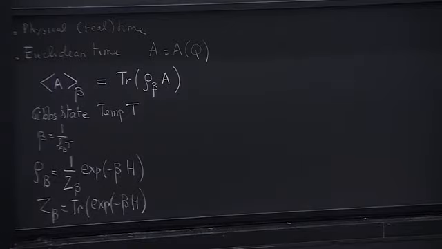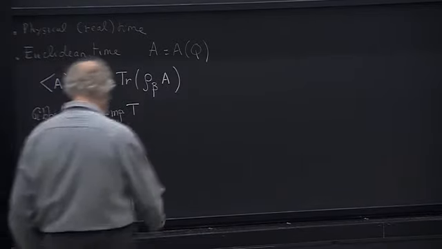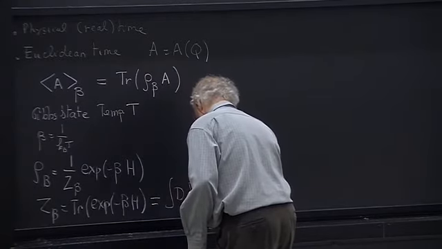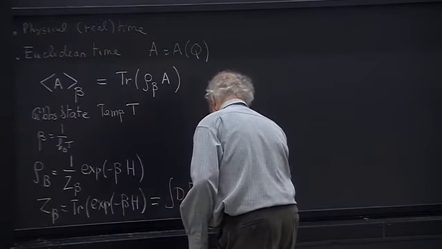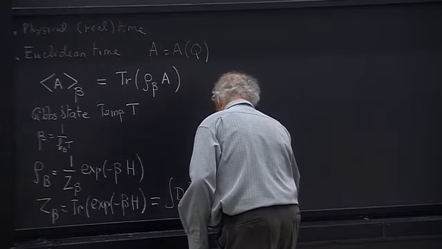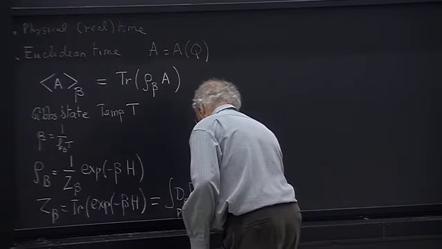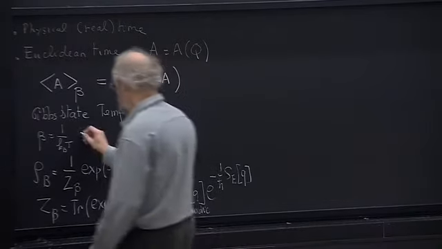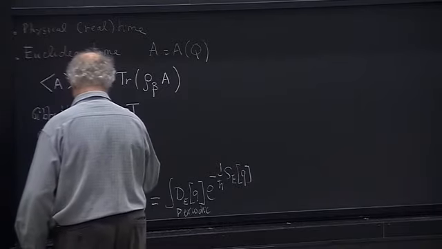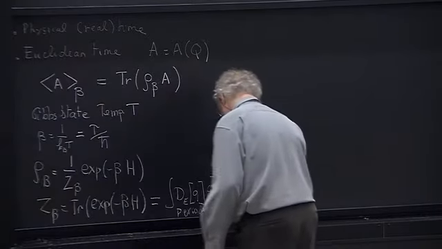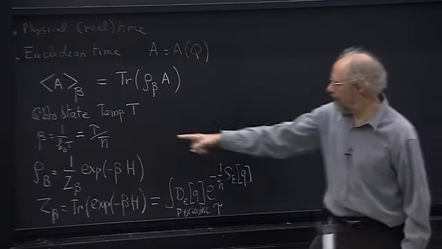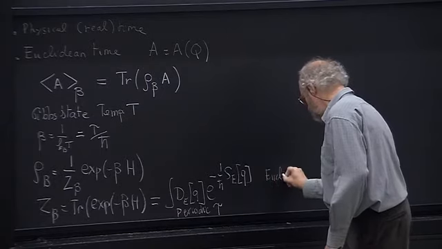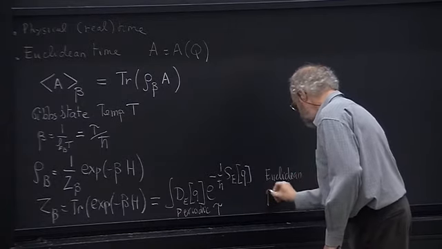And we have seen that this can be represented as a path integral, exponential of minus 1 over h bar S, with the Euclidean action on periodic trajectories with period tau related by this. So we can represent this by the Euclidean path integral.